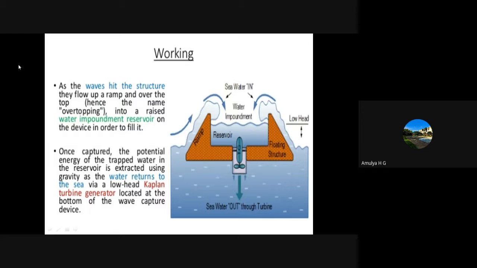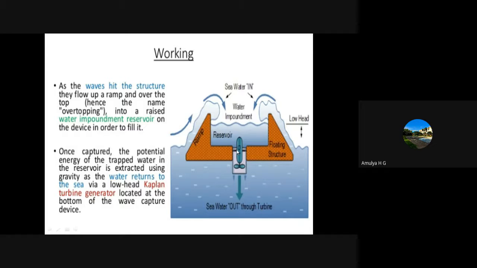So here you can observe as the waves hit the structure, they follow up a ramp, and over the top it is raised into the reservoir on a device in order to fill it. So that is why this is called an overtopping device. The waves hit the ramp structure in order to flow into the reservoir. Once it enters the reservoir, it will be leaving into the ocean through a turbine generator set.